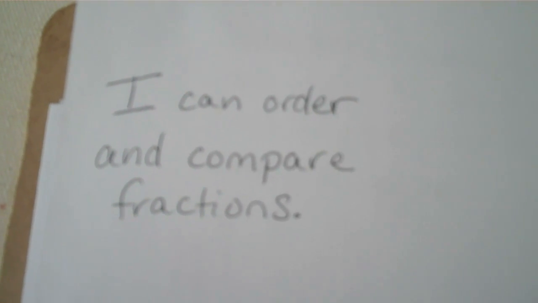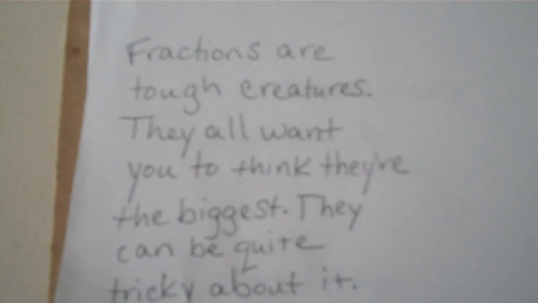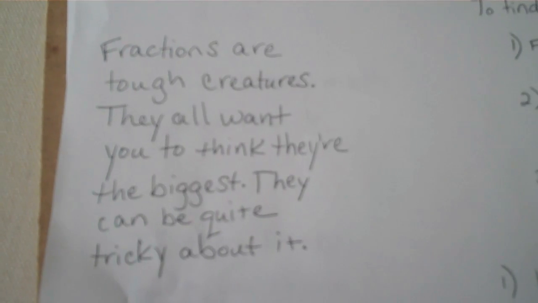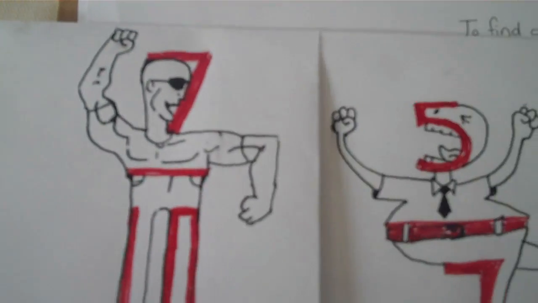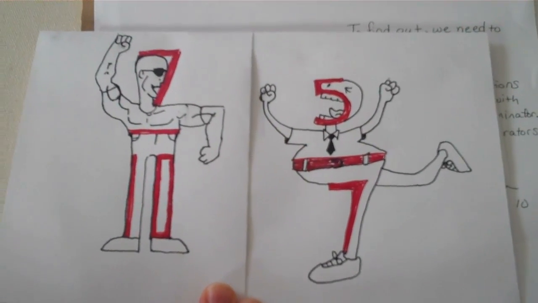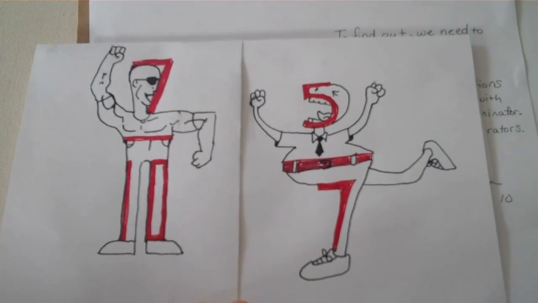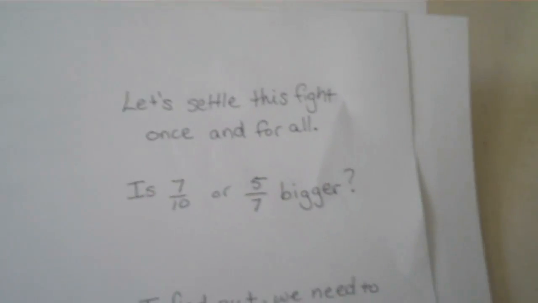I can order and compare fractions. Fractions are tough creatures. They all want to think they're the biggest. They can be quite tricky about it. Here's some angry fractions. We've got 7/10 and 5/7, and they're about to duke it out. They're going to throw down and fight about who's the biggest. So let's help them out, and let's settle this fight once and for all.